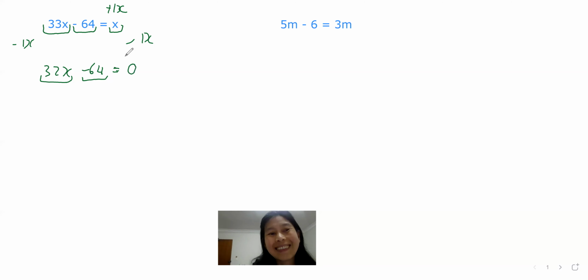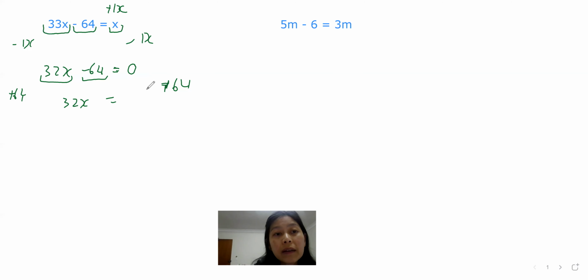Okay, next step, we have to work backwards for the 64. It's a minus 64, so the inverse operation must be plus. With plus 64, it will disappear on your left-hand side. So we're going to plus 64 to both sides, because negative 64 plus 64 becomes 0. What happens to the right-hand side? 0 plus 64 is 64.